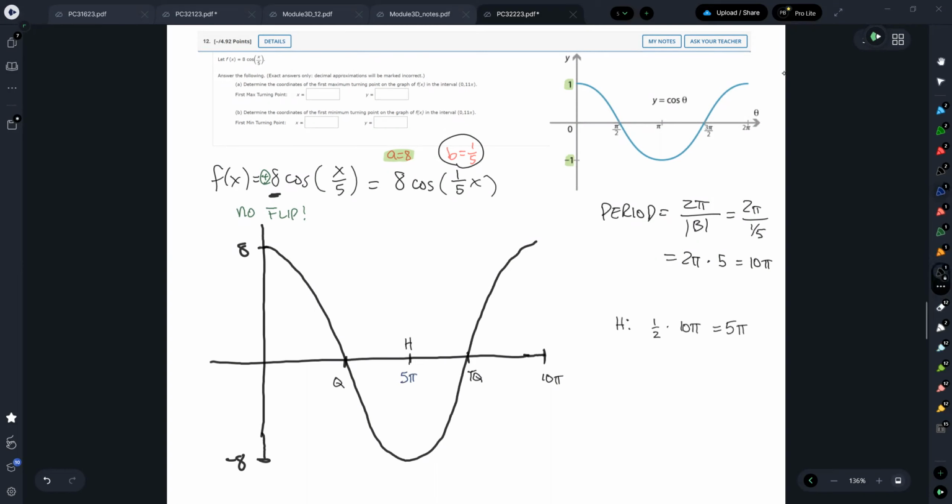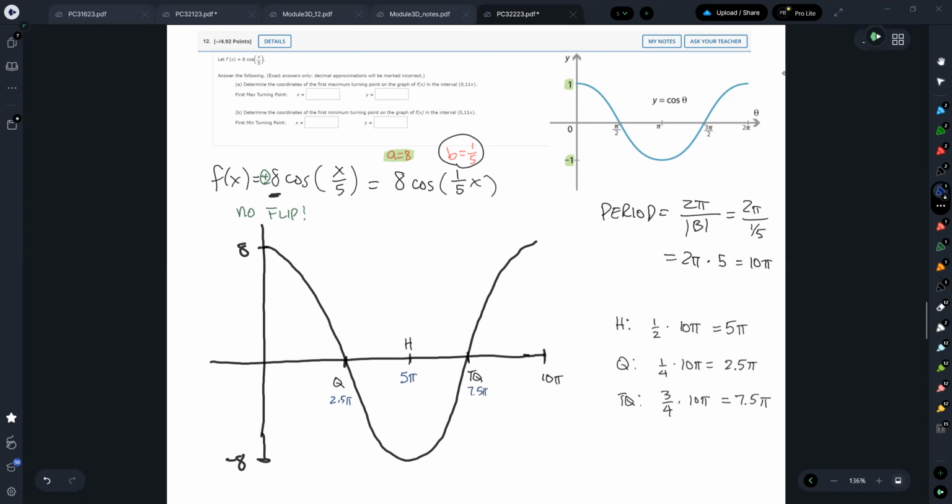My quarter point is 1/4 times 10 pi. That's 2.5 pi. And then my 3/4 point would be 3/4 times the period, which is 10 pi. So 3/4 of 10 would be 7.5 pi. So that would be the coordinate of this tick mark right here.